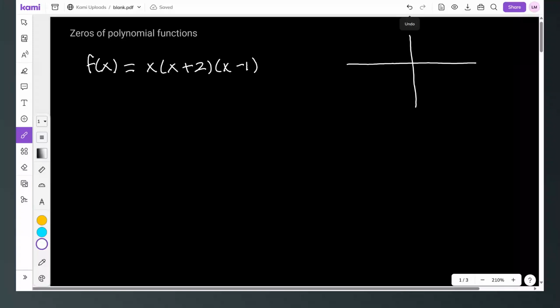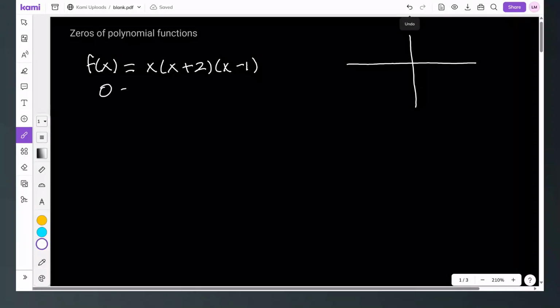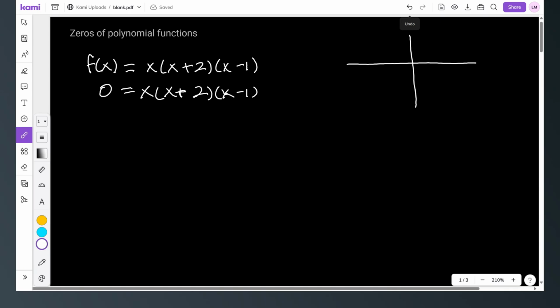Zeros of polynomial functions, so we'll find the x values that cause this function to be equal to 0. So we set the function equal to 0, and remember, when we have a polynomial that's already in factored form, we can use the zero product property to solve. The zero product property says once I have products, factors that are multiplied together, I can set those factors equal to 0 and find the zeros of the polynomial.